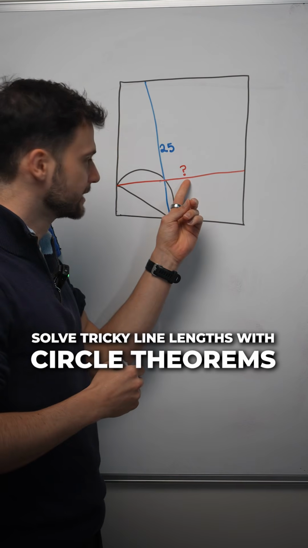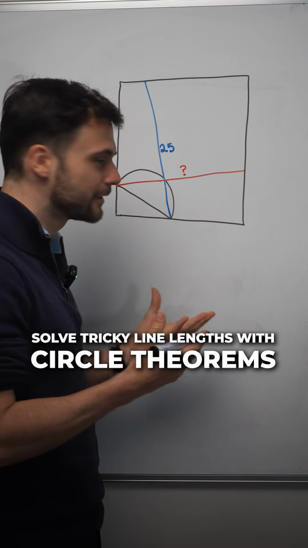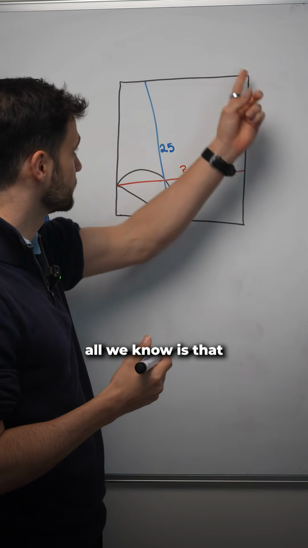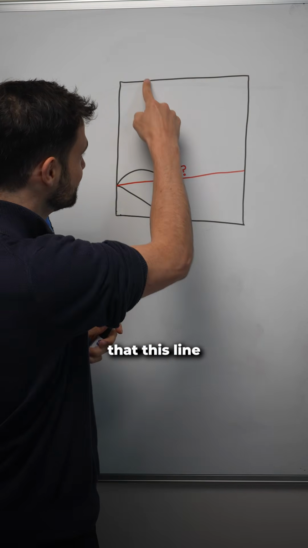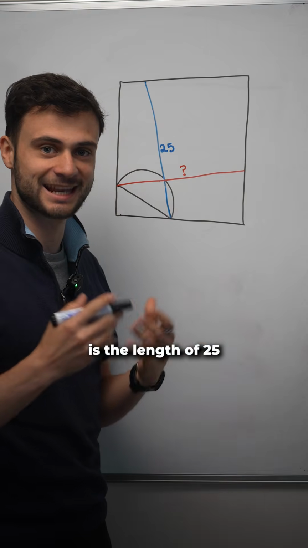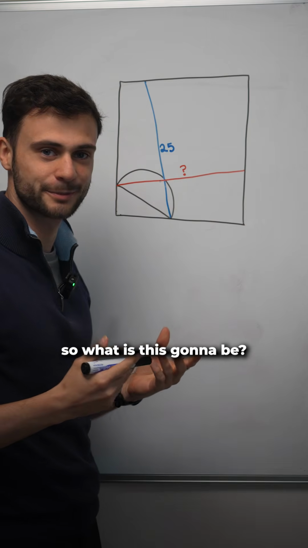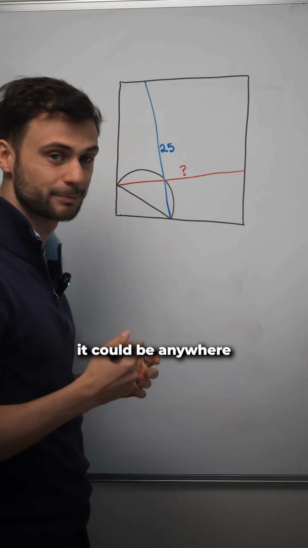How on earth are we going to find the length of this line? It feels like we don't have enough information to solve it. All we know is that this is a square, despite it looking a little bit wonky, and that this line, this diagonal across the square, is a length of 25. So what is this going to be? This semicircle feels like it could be anywhere.